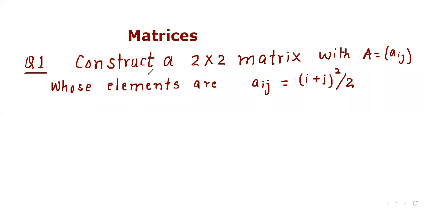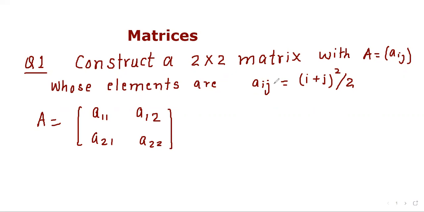Matrices. Question number one. Construct a 2 by 2 matrix A equal to [aij], whose elements are given by aij equal to (i plus j) whole square divided by 2. So let's write the matrix first. It will be a11, a12, a21, a22.